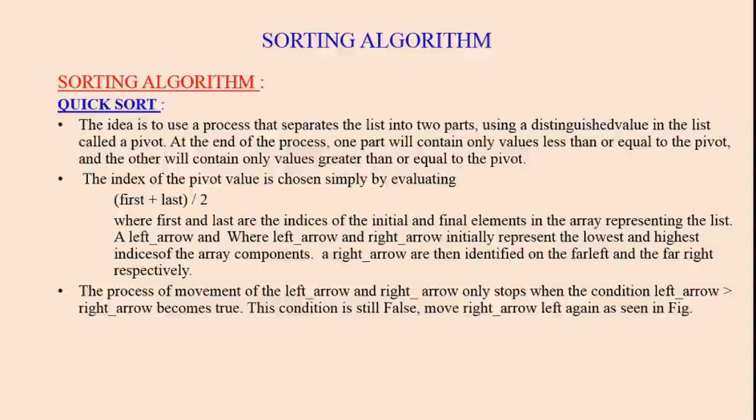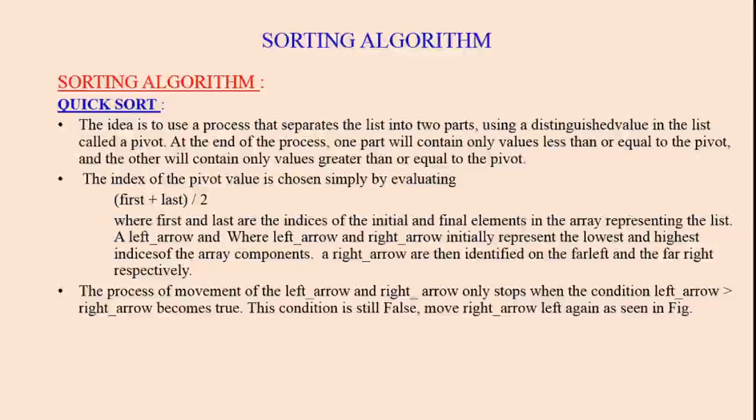Here the idea is to use a process that separates the list into two parts using a distinguished value in the list called a pivot. At the end of the process, one part will contain only values less than or equal to the pivot and the other will contain only the values greater than or equal to the pivot. The index of the pivot value is chosen simply by evaluating (first + last) / 2, where first and last are the indices of the initial and the final elements in the array representing the list.